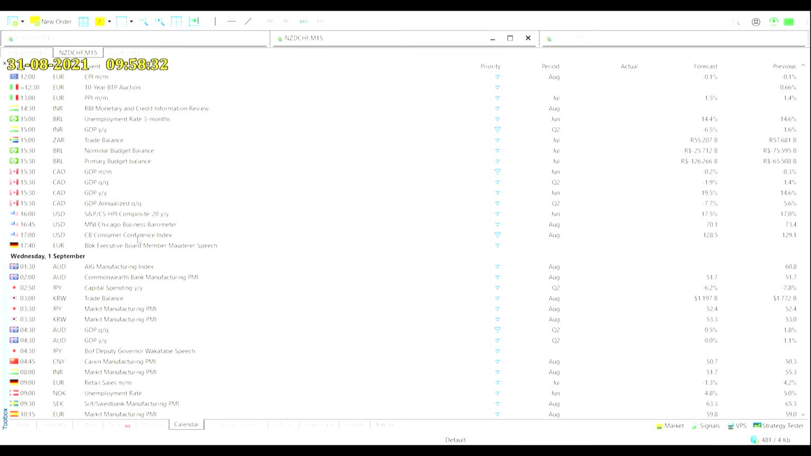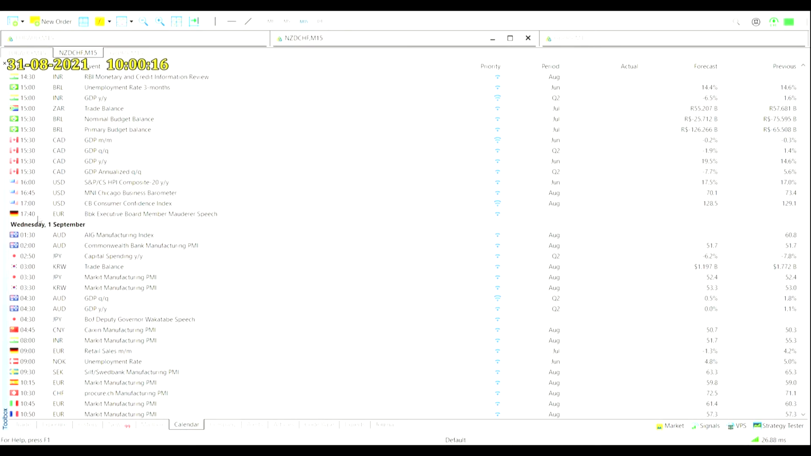Between 4 and 5 o'clock then, a drip feed of 3 US dollar numbers, HPI composite 20 year on year. That's not going to have any impact on us at all. 4:45, the Chicago Business Barometer. Again, even though it's on the dollar, not likely to have an impact. If we were going to see an impact on one of our non-US dollar currencies, it would likely be from the Consumer Confidence Index.